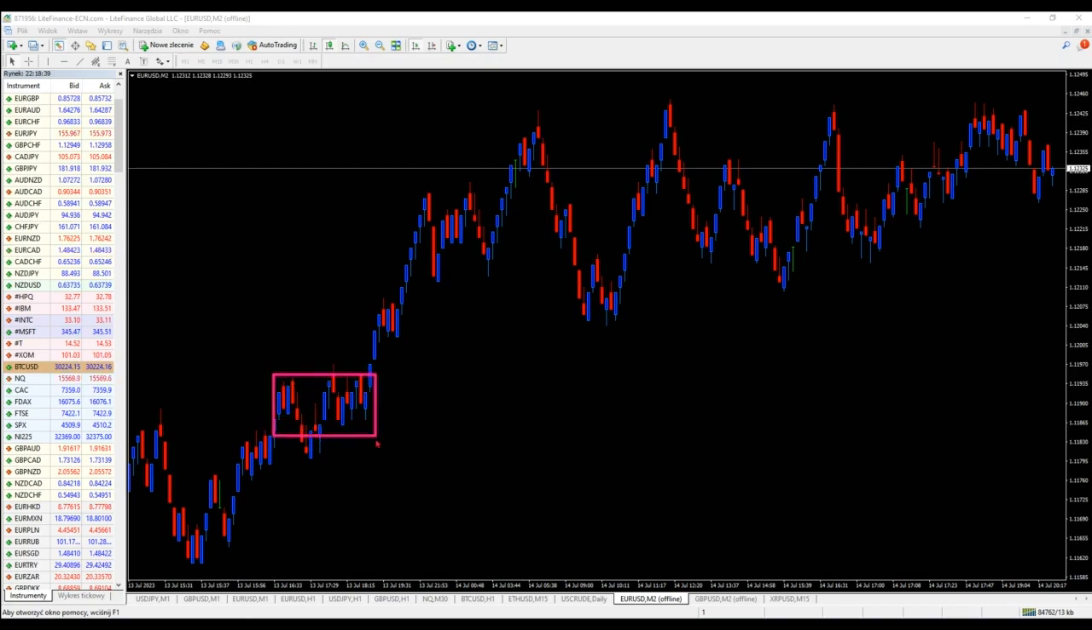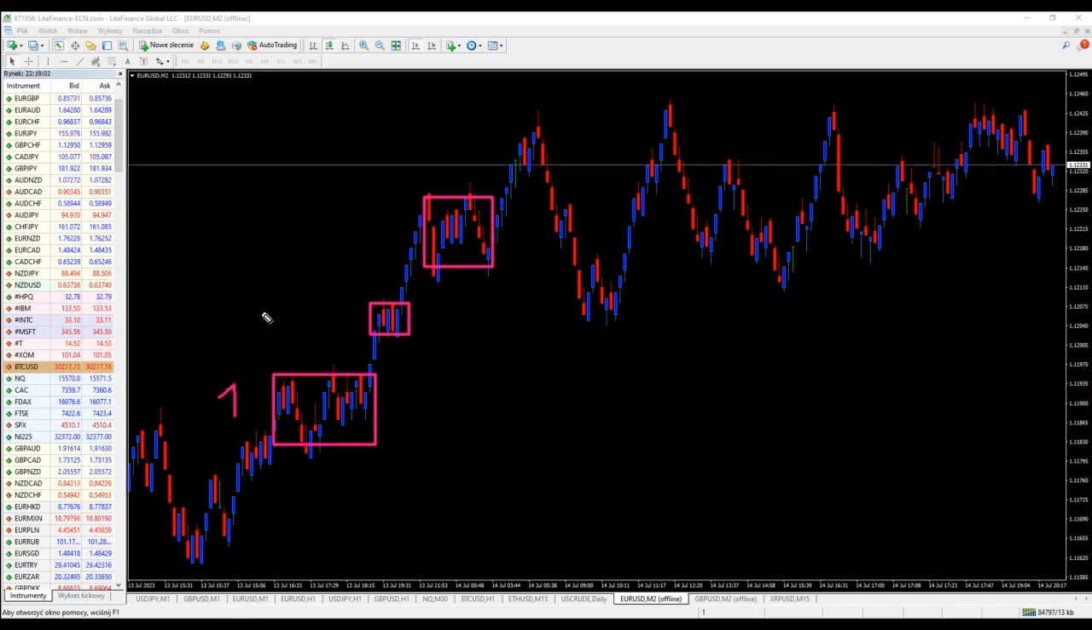So that's the first consolidation. That's the second consolidation, all right? And finally, we might treat this one as the third consolidation, but it was a little bit too wide. And well, anyway, we are going to go through all of them. So I know that this is the number one consolidation, number two, and number three.